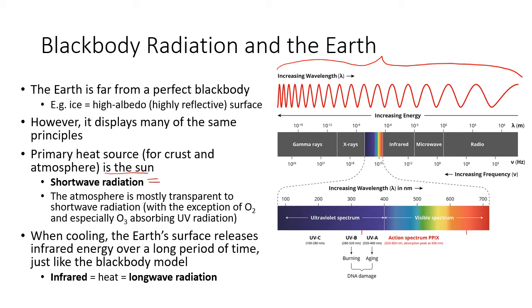The primary heat source for that is the sun, and that is what we call shortwave solar radiation. It's not as shortwave as gamma rays and X-rays, but it's in the ultraviolet to the visible spectrum. Most of that is reaching the surface of the Earth, except for the parts of the UV spectrum that get absorbed by the ozone layer, which we'll talk about later. Most of the atmosphere is transparent to shortwave radiation, except for that ultraviolet.